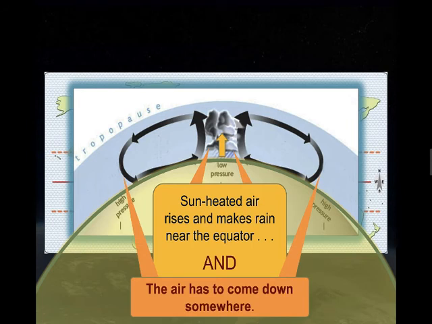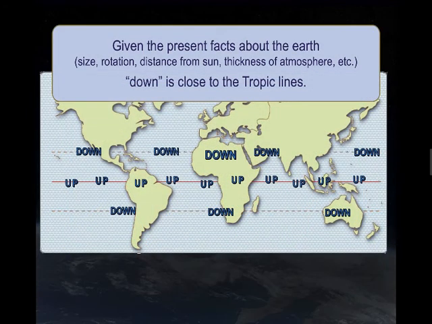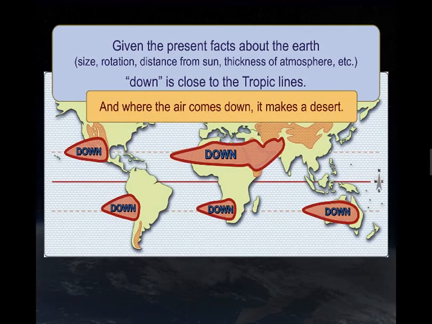Now, it can't come back down right at the equator because the system there is pushing air up most of the time. So given the present facts about the Earth, things like its size, its rotation speed, how far it is from the sun, and the nature of the atmosphere, down turns out to be close to the tropic lines. And where that air comes down, it makes a desert.